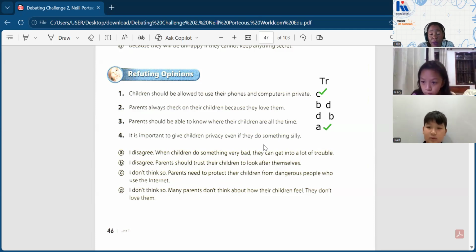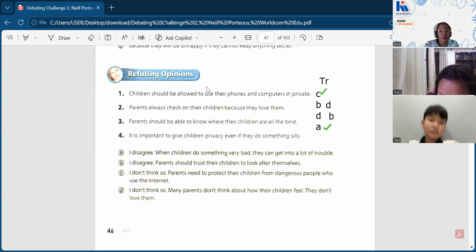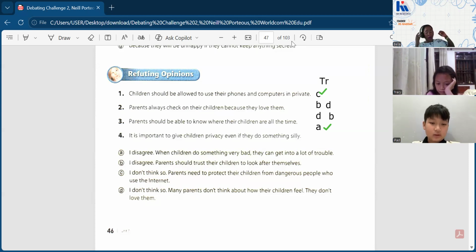We're already done with the refuting opinions, so you can just read out the opinions together with its refuting answers. Children should be allowed to use their phone and computer in private. I don't think so. Parents need to protect their children from dangerous people who use the internet. Parents always check on their children because they love them.